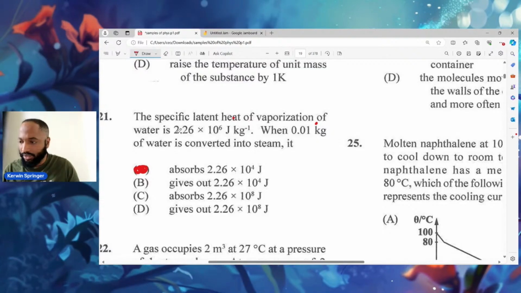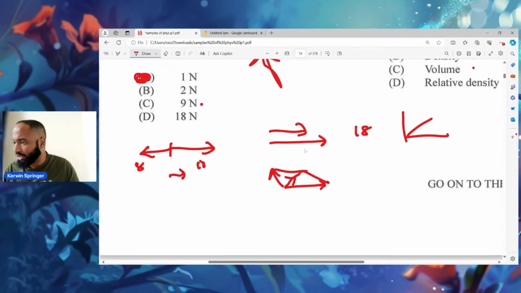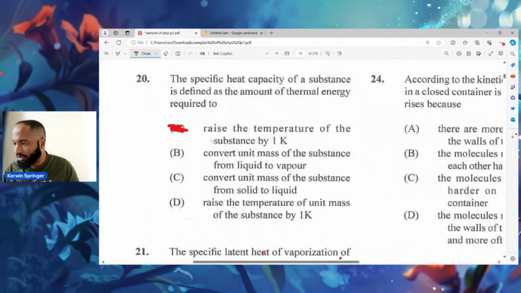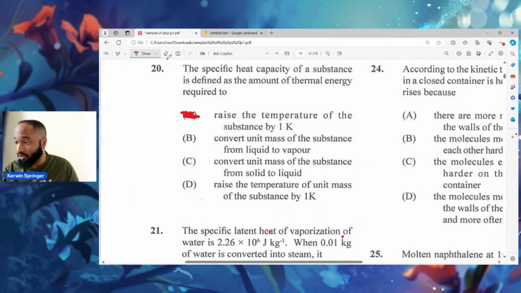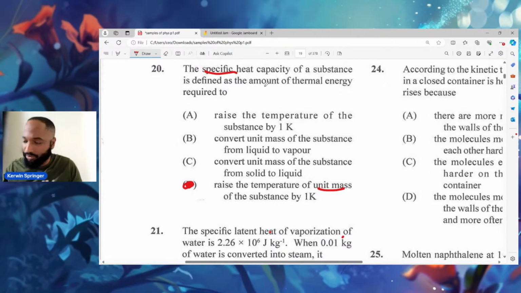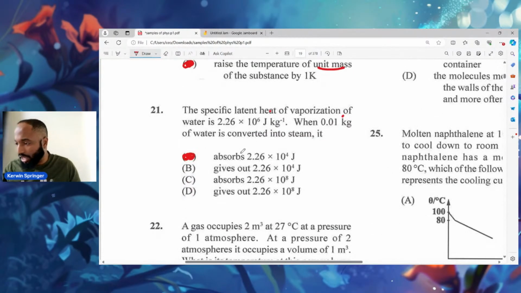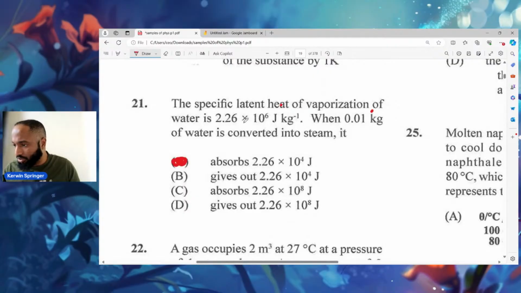It said specific. So you're sure 20 is correct? 20 where? The specific heat. Oh, they said specific. Oh, my bad. Here is the temperature of unit mass of the substance. I was just thinking repeat of unit mass. It said specific. My bad, my bad. Thank you, thank you. So yeah, this one is correct. The 2.26 times 10 to the power of 6 joules per kilogram, 0.01, so it will be 1/100 of this, yes. So I just divide by 100.